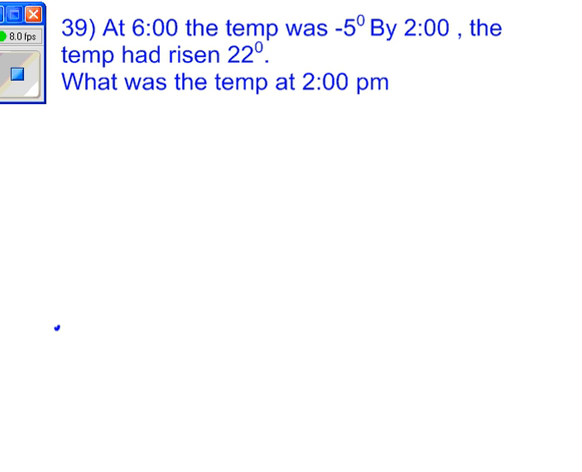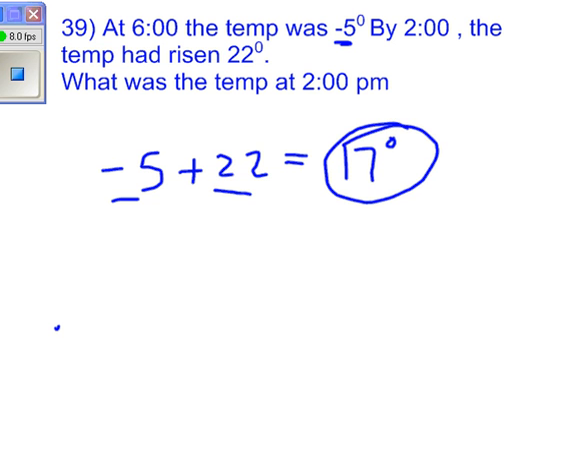39 is a story problem. At 6 o'clock, the temperature was negative 5. By 2 o'clock, the temperature had risen 22 degrees. What was the temperature at 2 o'clock? Well, we start at negative 5, and we're going to add 22 to it. So this is just like the problems we solved earlier. One's red, one's black. So we're going to have to subtract them. And if we subtract them, we get positive 17. So to answer your question, what was the temperature at 2 o'clock? The temperature was 17 degrees.